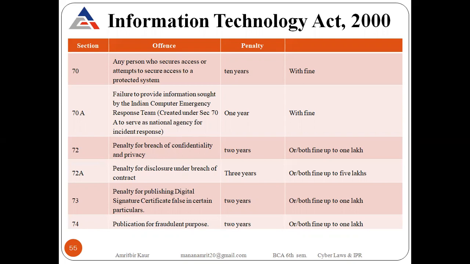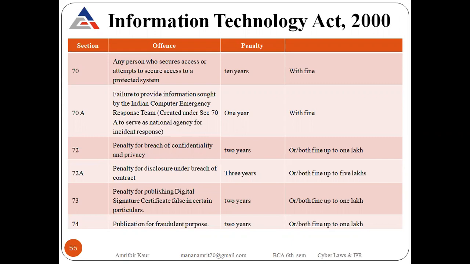Then section number 72, penalty for breach of privacy. Then the penalty is imprisonment of 2 years and fine up to 1 lakh. There can be 2 years imprisonment or fine up to 1 lakh or both.